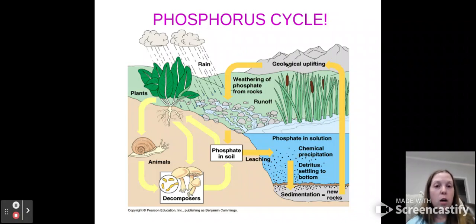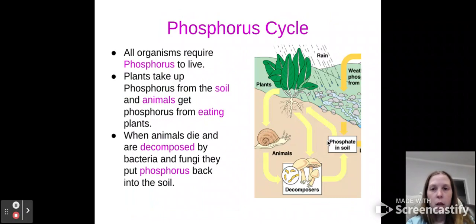We've got geological uplifting, which will cause weathering of phosphates on the rocks, between rain and the rocks that tumble down, leading to runoff in the water. There are phosphates in those solutions, and then you get sedimentation to form new rocks. So all organisms require phosphorus to live. If you've never known that, you have to add phosphorus to your plants when they grow.